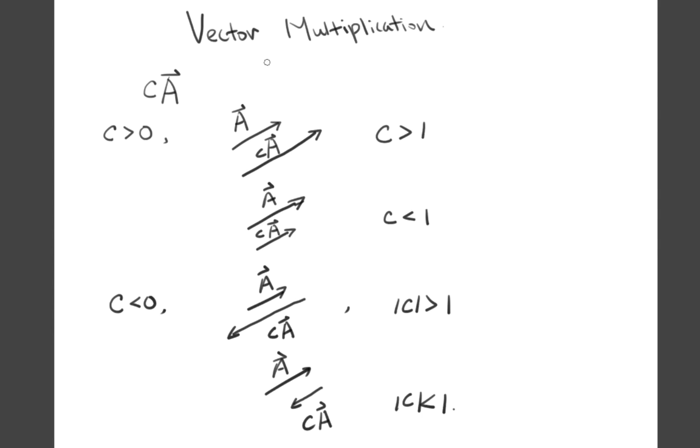Okay, so now let's talk about using components to do the vector multiplication. So again, we have a scalar C times a vector A, which has component AX along the i hat direction plus AY j hat direction. Let's talk about a 2D vector. So now we distribute C to each term. We get CAX i hat plus CAY j hat.